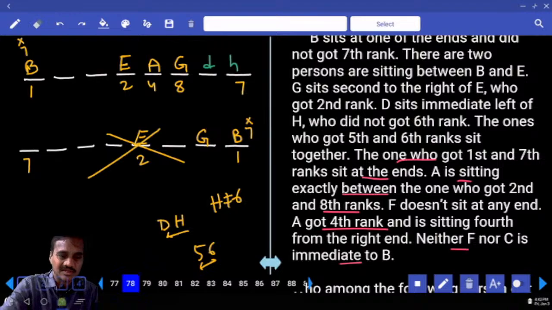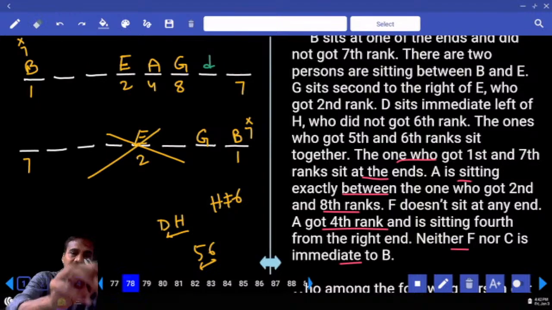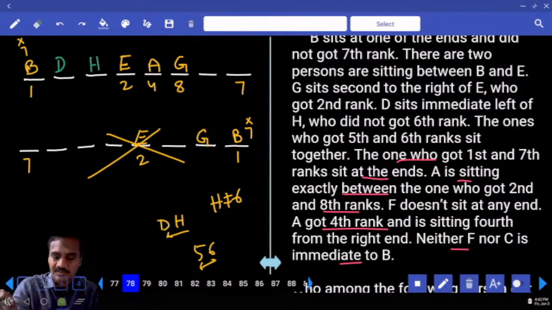Now if you take D and H, between F and C, one must be immediate right hand side of B. Is it possible? No. Hence, D and H cannot be here. Hence, D is here, and H is here. And if D and H were like this, who are the persons left over? C and F. And neither F nor C is immediate to B. F and C must be in these two places.